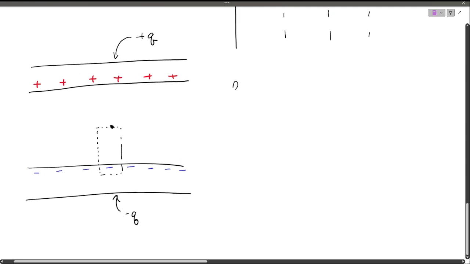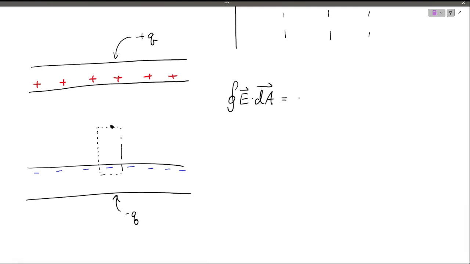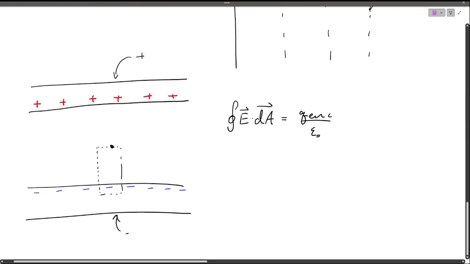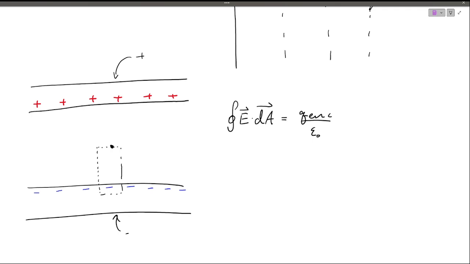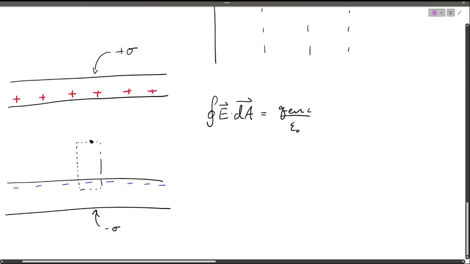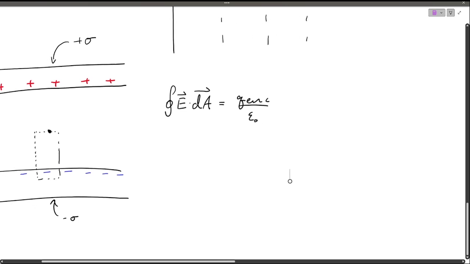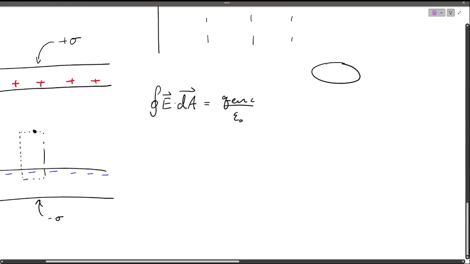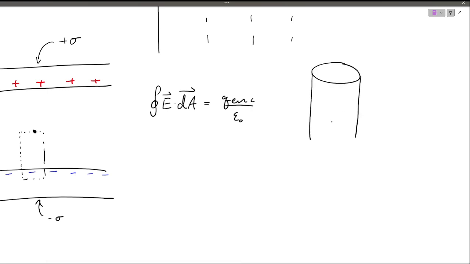So then, with this surface drawn, we write out our Gauss's law, equals Q enclosed over epsilon naught. Since I said these are infinite plates, once again, we can't use Q. In this case, it's going to be sigma for surface charge density, plus sigma and minus sigma. So with our Gauss's law written, now we have to think about what's happening on all the different parts of this Gaussian surface. So I'm going to draw it a little bit bigger over here. This is our cylindrical surface.